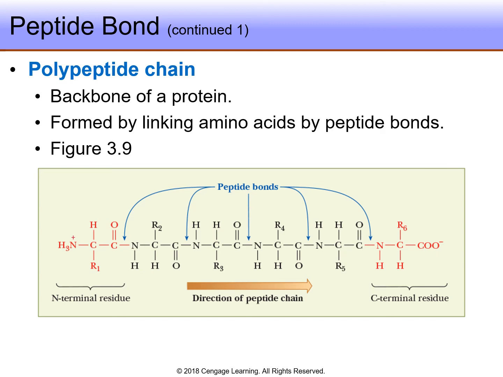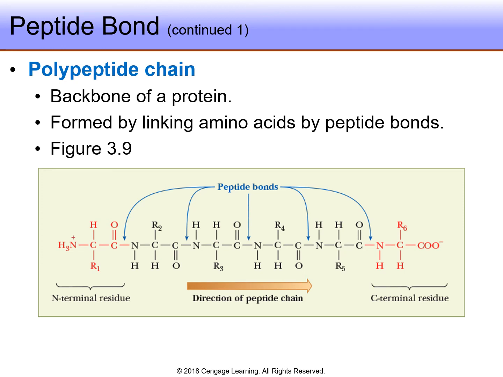Now, the polypeptide chain is the backbone of a protein, formed by linking amino acids by peptide bonds. Figure 3.9. Small peptide showing the direction of the peptide chain. If you see here, we have R1, R2 to R6. We have 6 amino acid residues connected together by 5 peptide bonds, as you can see. Now, this is the direction of the peptide chain. It is from the N-terminal to the C-terminal residue.